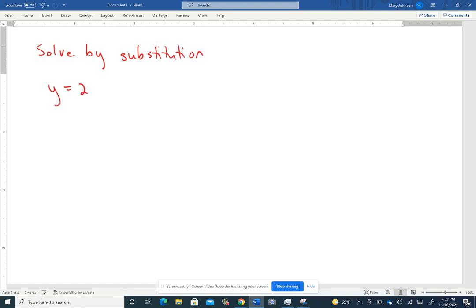All right, so now what if you were asked to solve by substitution? Okay, let's try this question. Y equals 2x minus 5 is one of them, and negative 5x plus 3y equals negative 13 is the other equation. Okay, and then we'll do another problem by substitution. So let me go ahead and write it down.